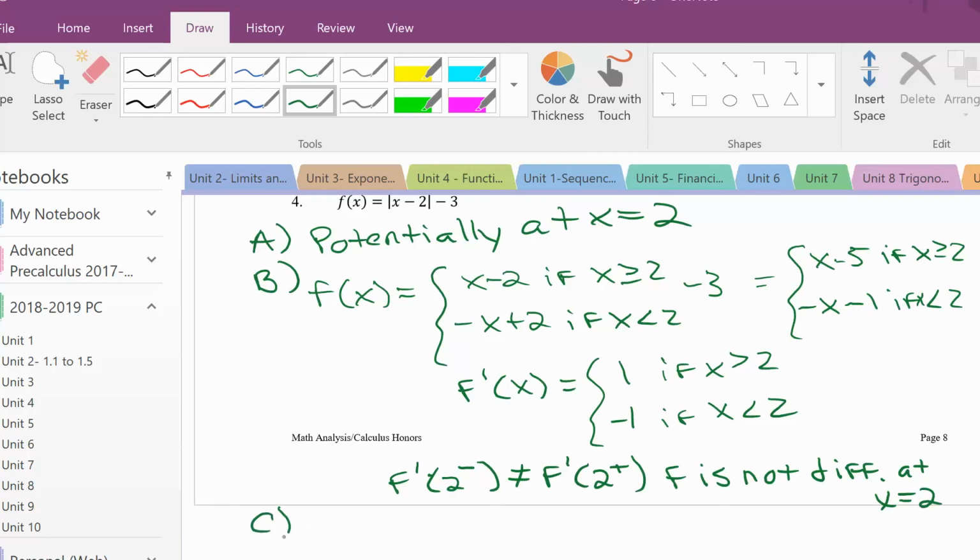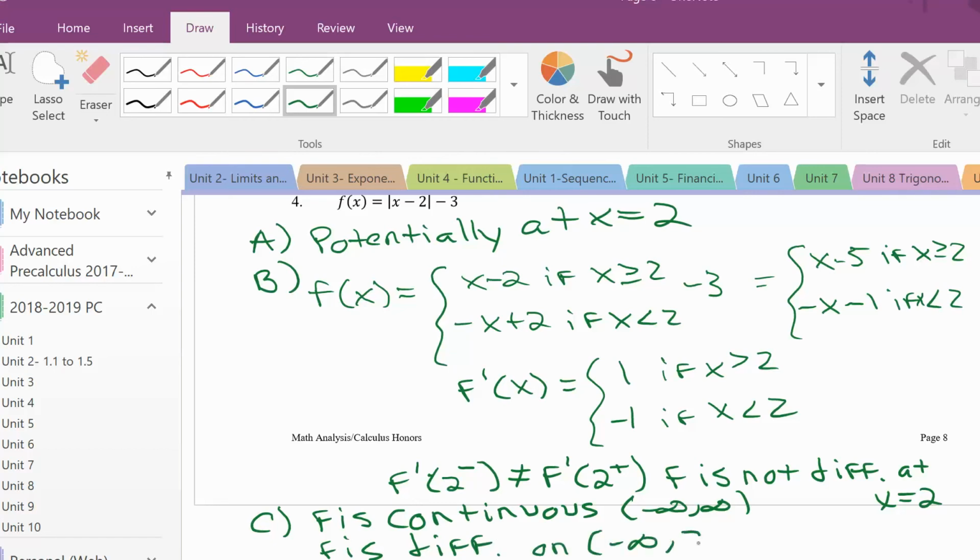So then for part C, where is f continuous? Well, f is continuous here the whole time, but however f is differentiable on the intervals of -infinity to 2 and from 2 to infinity. All right, so go ahead and try the rest on your own, and then I will post the answers.